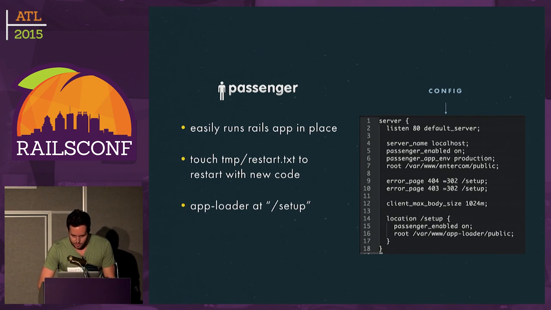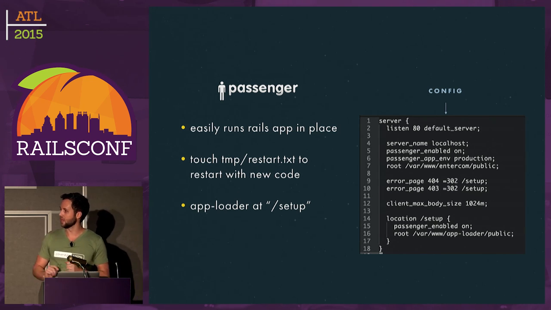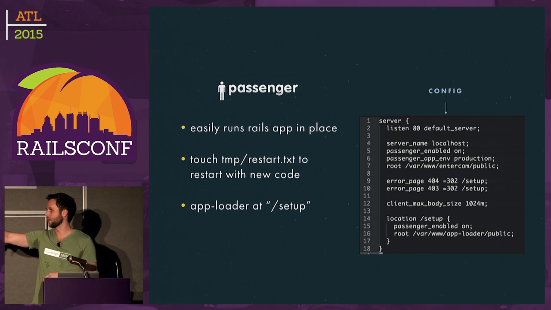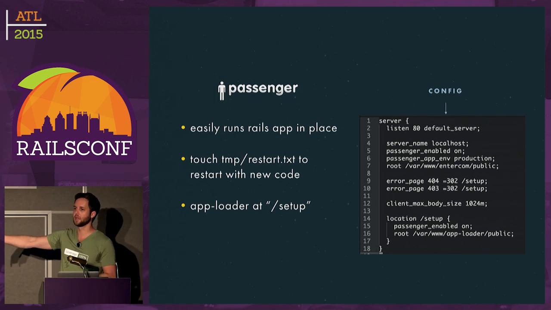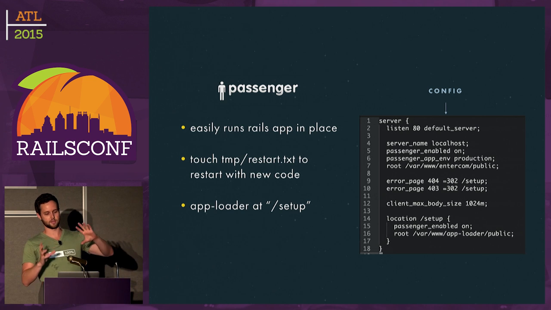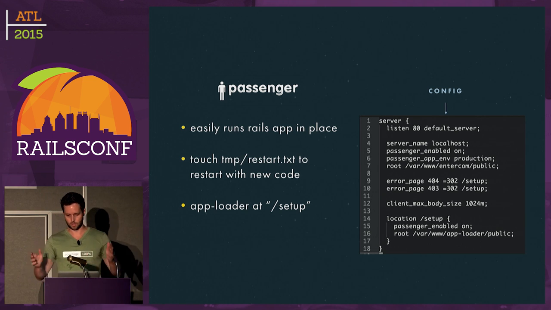And as you can see, sort of on line 14, that's where we're running the loader app. So as soon as you boot up the VM for the first time, if the Rails app is not found, those error pages will redirect you to the setup page. The setup page is where you can upload your package file and your license file, and it'll be extracted into its eventual living place for good.